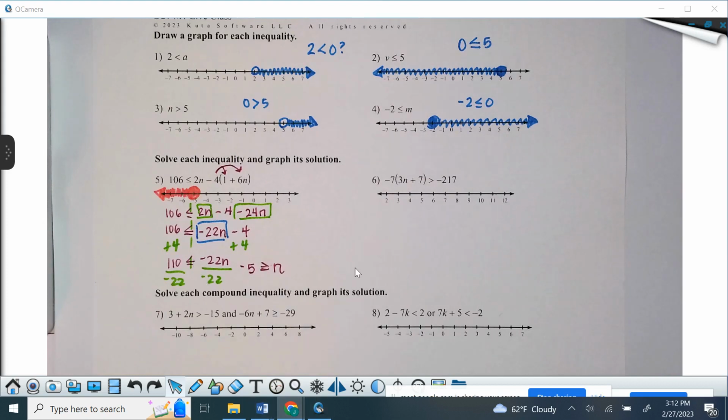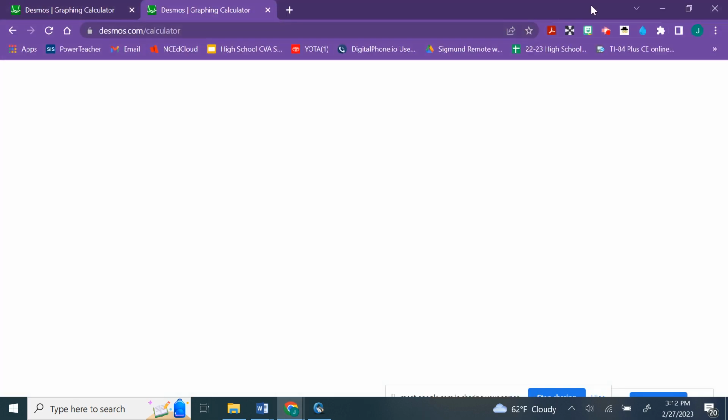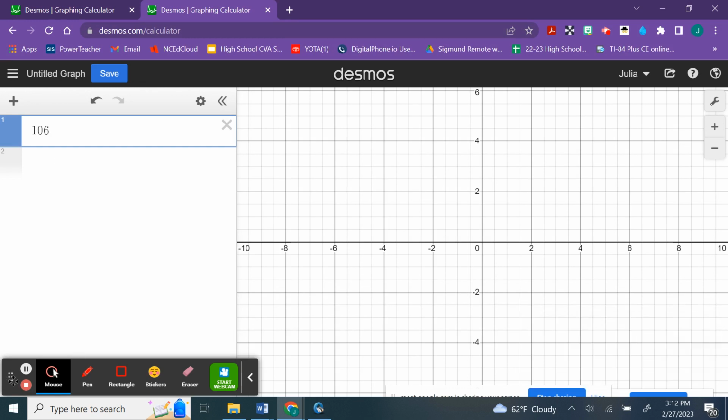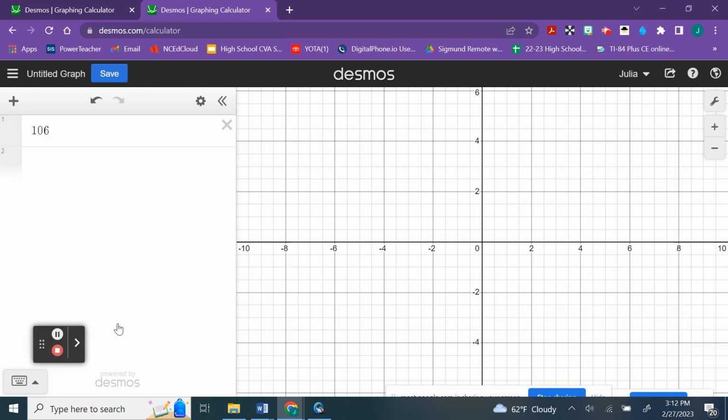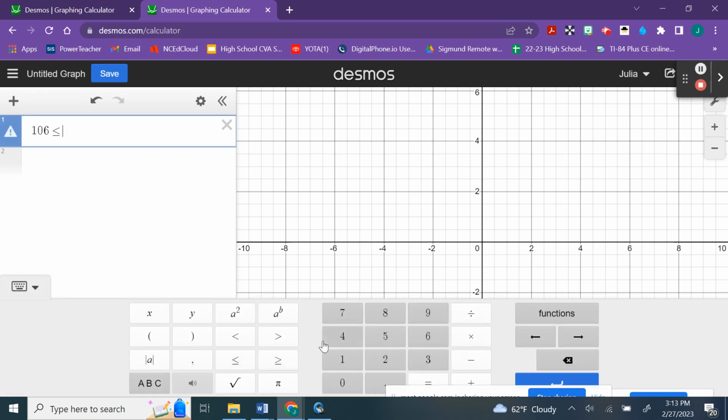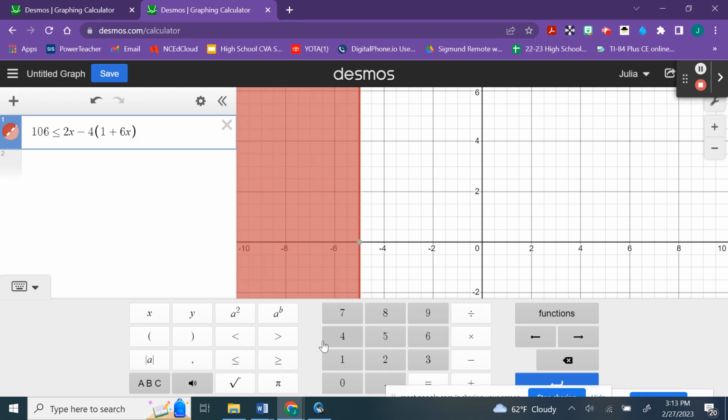So I'm giving you this in your back pocket as a backup plan, not as your only plan. So we're going to go to our Desmos calculator, and we're going to put in that big ugly equation just as it was. It was 106 is less than or equal to 2, and it needs to be an x. It doesn't like the mixed variables, all the different signs. So 1 plus 6x, close parentheses. So that's exactly what we had on our piece of paper.